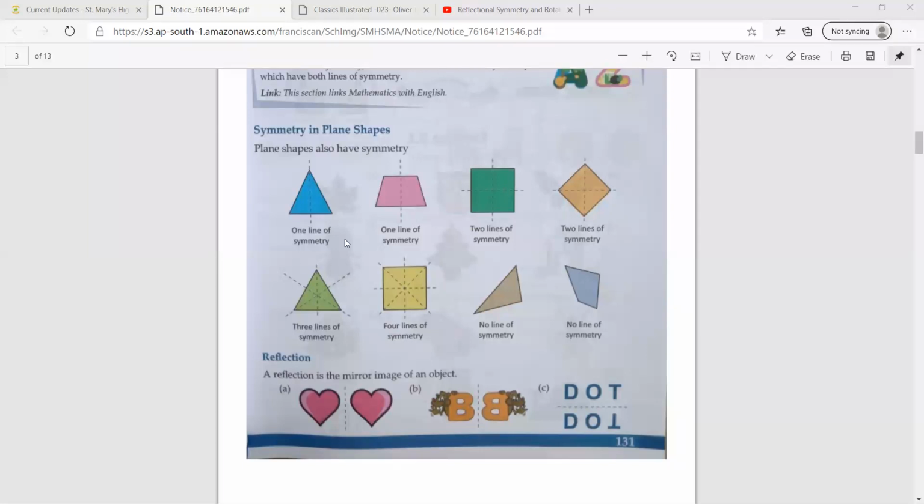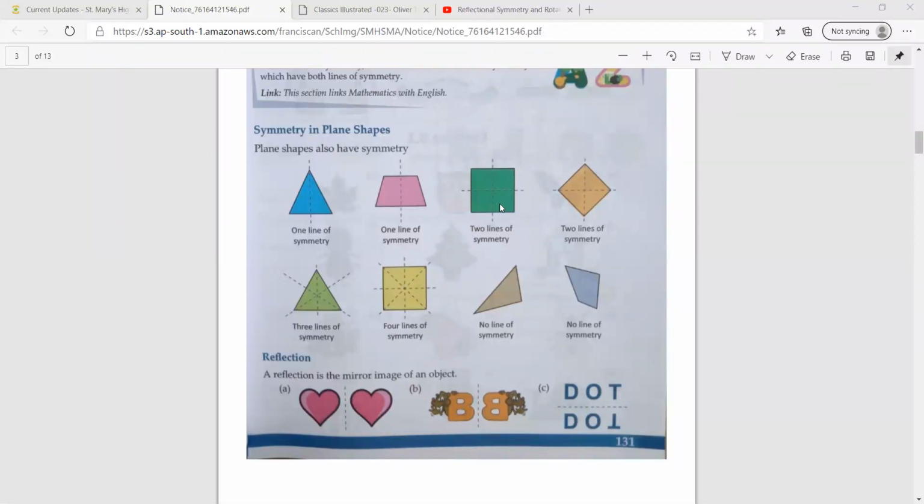In a scalene triangle, there will be no line of symmetry. Now here we have another figure which is a quadrilateral, meaning it has four sides. In quadrilaterals we have many figures. This square is also a quadrilateral because it has four sides. In this particular quadrilateral there is only one line of symmetry, because if you fold along this line, both the sides will overlap exactly, one on top of the other. If I draw a horizontal line like this, then both the sides will not overlap properly.